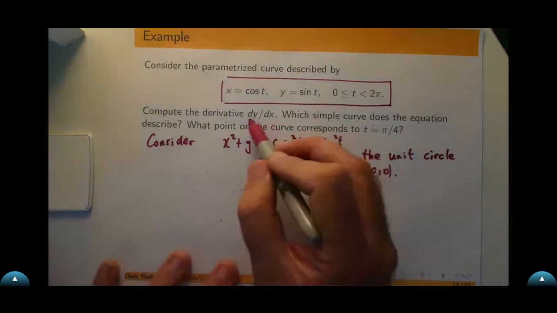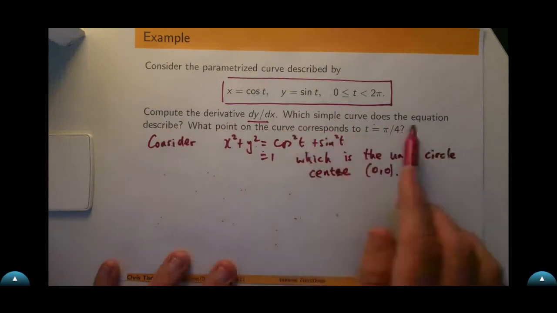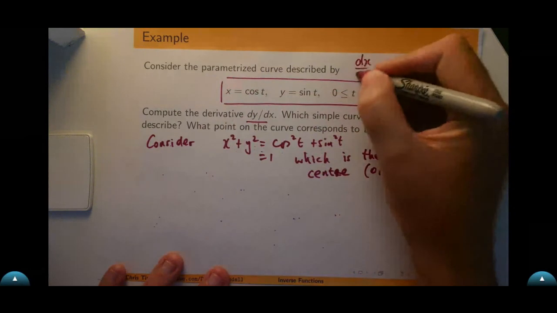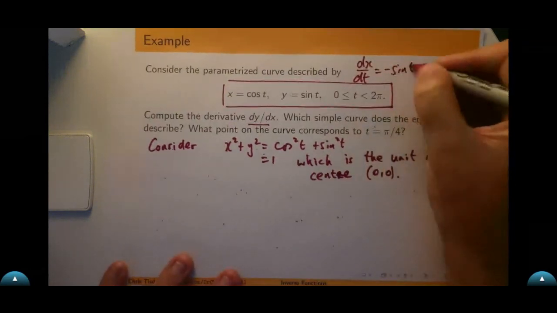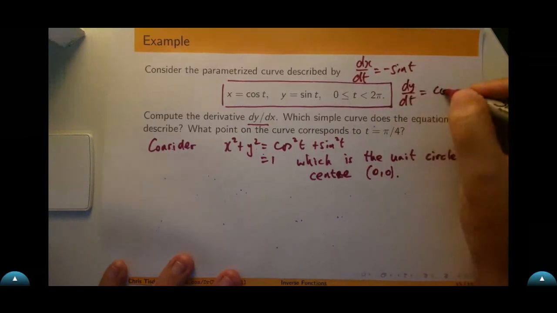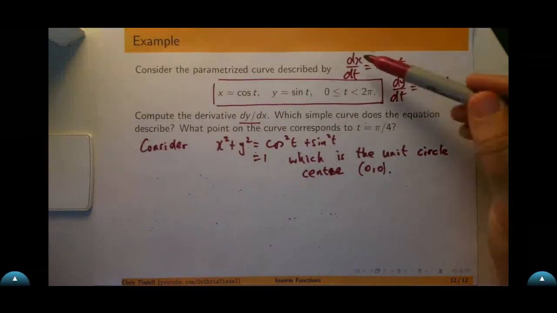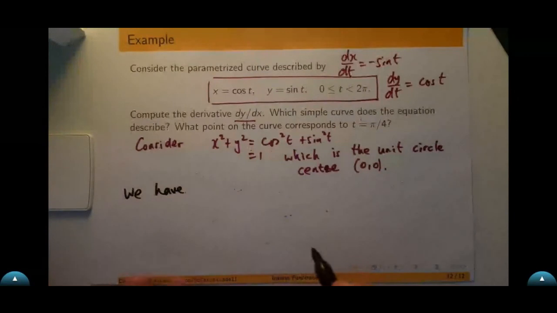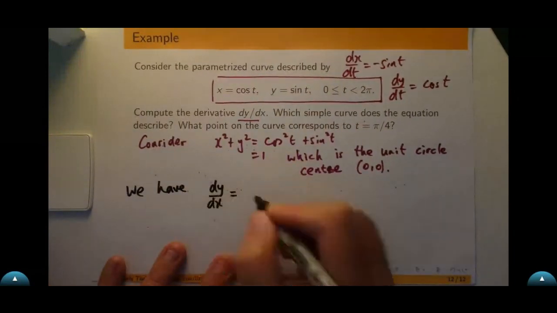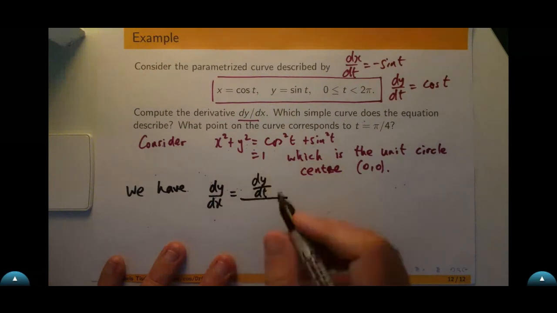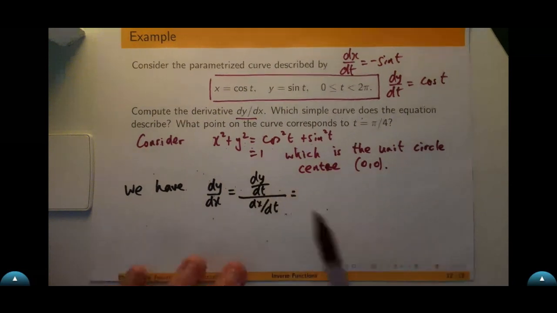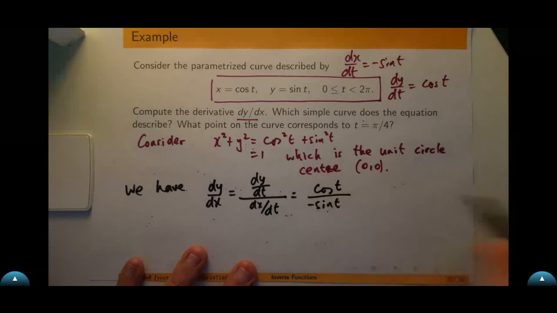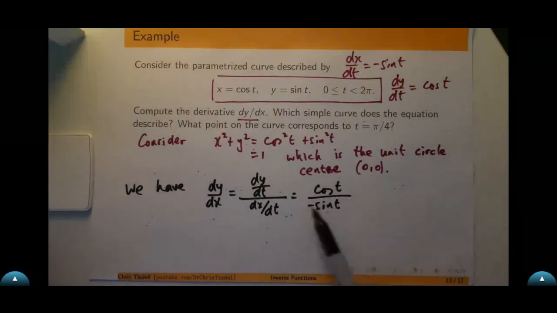Okay, great. So let's compute the derivative. We've actually computed the simple curve, right? So it's a circle. Okay, so let's differentiate this, and we can then put them together. Okay, so dy/dt, dx/dt, let's do the division, and this is our very last problem. Okay, so dy/dt is given by cosine t. dx/dt is given by negative sine t. Okay, so that's one way of computing it.